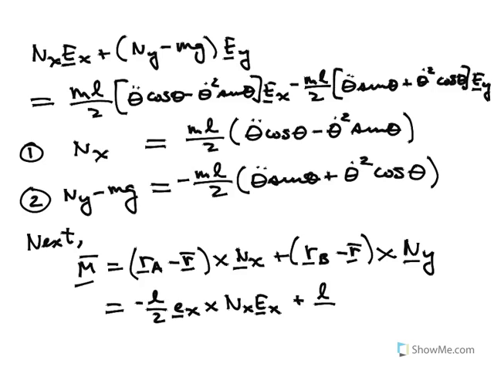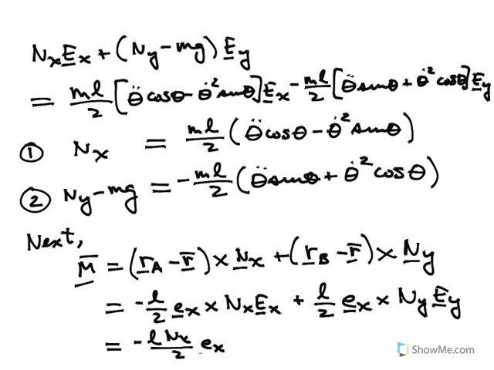And then L over 2 little ex crossed with n sub y big Ey. So now we have to actually compute these, but first let's put these together. So you get minus L n sub x over 2 Ex crossed with big Ex plus L n sub y over 2 little ex crossed with Ey.